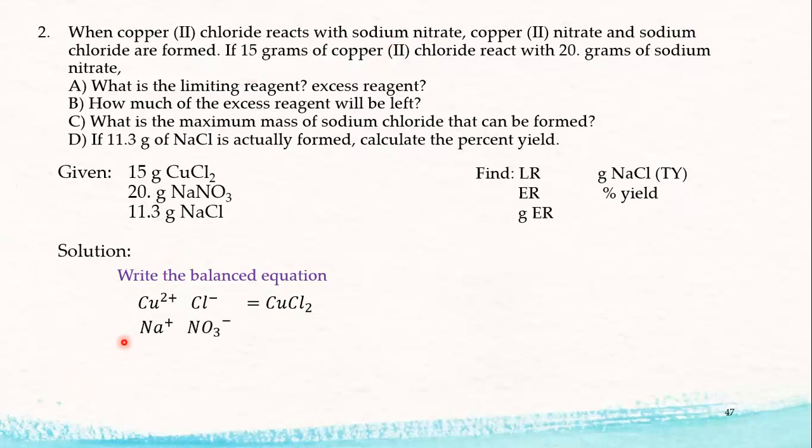Doing the same for sodium nitrate, another reactant that we have. Sodium is Na plus, that's for the sodium ion, and the nitrate ion is NO3 minus. And again, we cross the superscripts, so we'll end up with NaNO3, sodium nitrate.